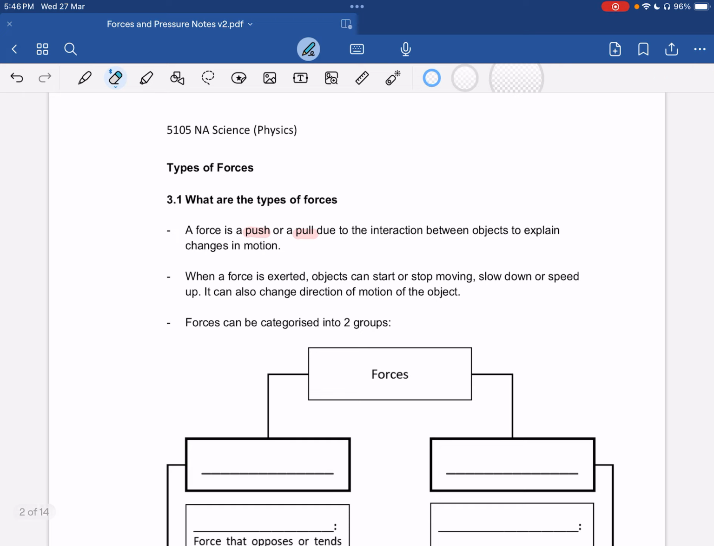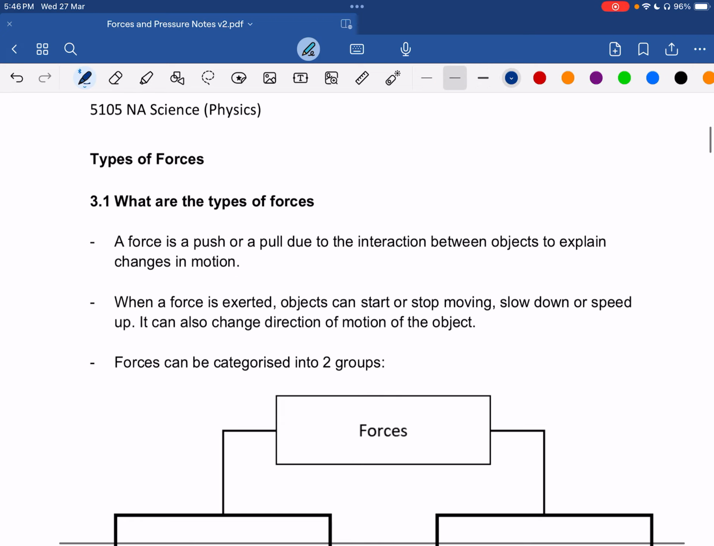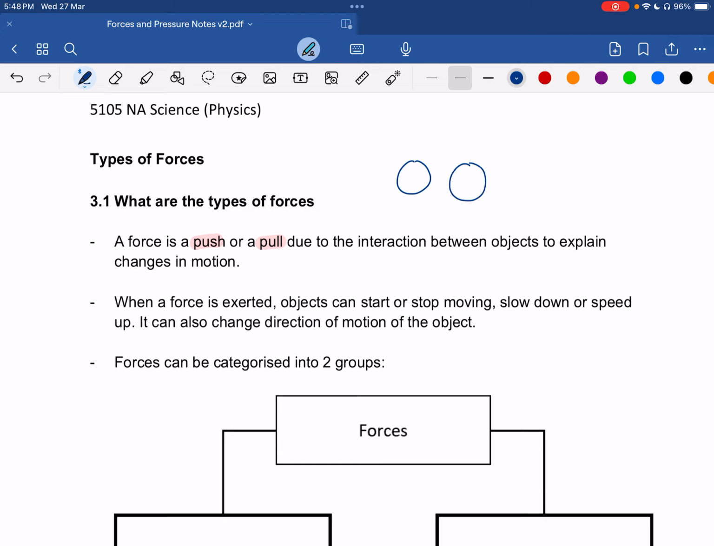For the first part, we'll talk about the different types of forces. First of all, what is a force? A force is simply a push or a pull due to the interaction between different objects. For example, if I have a ball, by itself it will not be able to exert any force, unless I have a second ball with me. If I collide the first ball with the second one, it will cause the second ball to move.